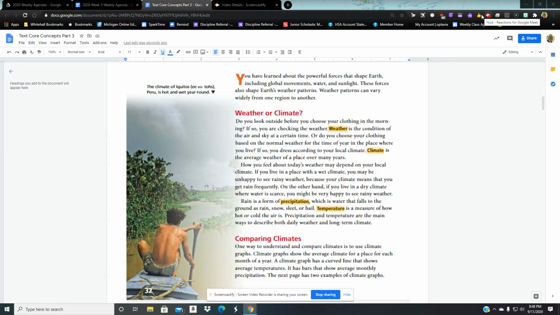Weather or climate? Do you look outside before you choose your clothing in the morning? If so, you are checking the weather. Weather is the condition of the air and the sky at a certain time.